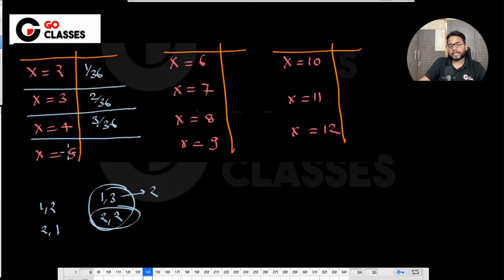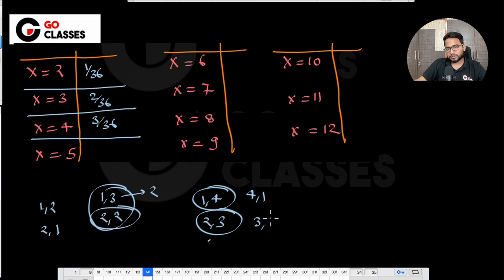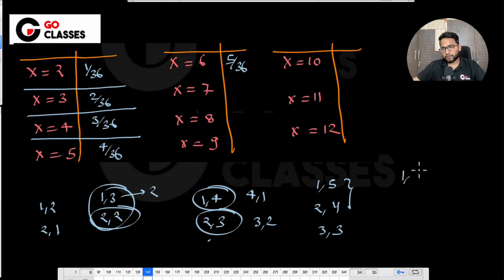Okay. What about X being 5? I think you can have 1, 4, 2, 3, 3, 2 it will come. So there are two possibilities here, either 1, 4 or 4, 1, or 2, 3 or 3, 2. So that's why 4 by 36 will be the probability of X being 5. What is the probability that X is 6? You can say X is 6 when 1, 5 will come, 2, 4 will come, 3, 3 will come, right? So 1, 5 and 2, 4 are 2 possibilities each, and 3, 3 is 1, so 5 by 36, right? So this is 1 by 36, 2 by 36, 3 by 36, 4 by 36, and 5 by 36. What is the probability of X being 7?